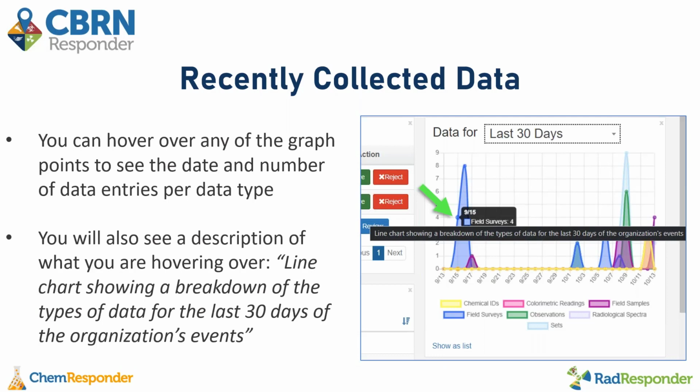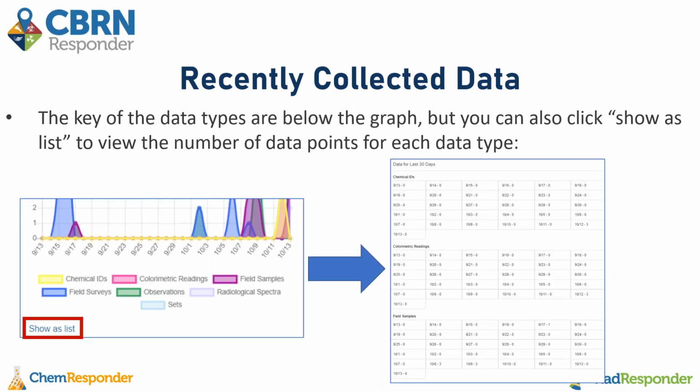You can hover over the graph and click on any of the points to see the number of data entries per data type. And if you hover over it as well, you will see a description of what you are seeing. So this one says line chart showing a breakdown of the types of data for the last 30 days of the organization's events. The different colors are representative of the different data types. So you can view the key of what the colors are referring to below the graph. And you can also click show as list to view the number of data points for each data type in a chart format instead of looking at the graph.